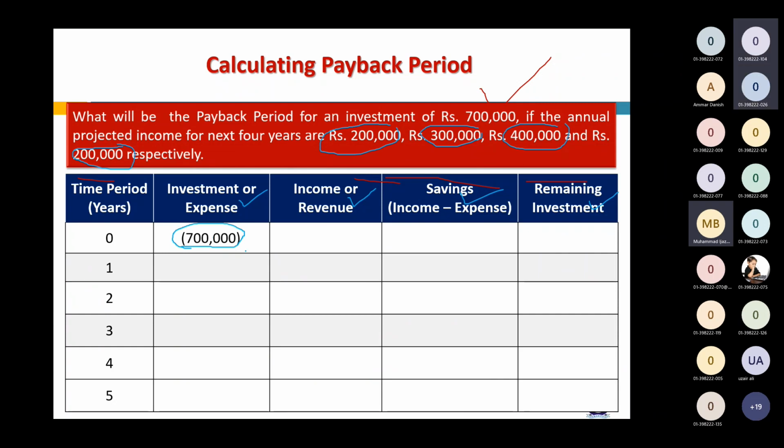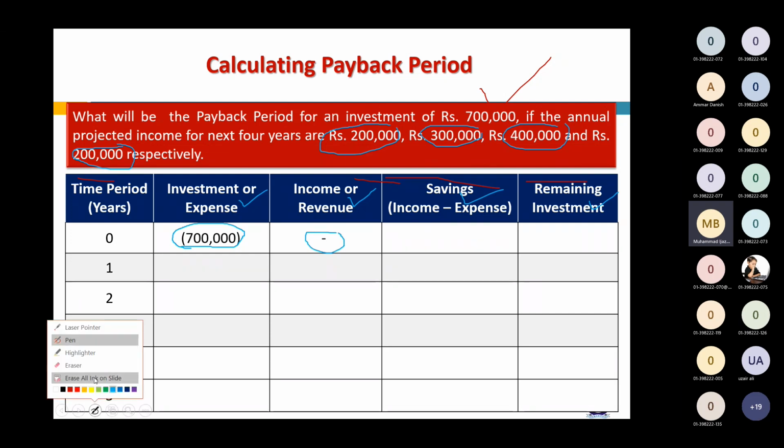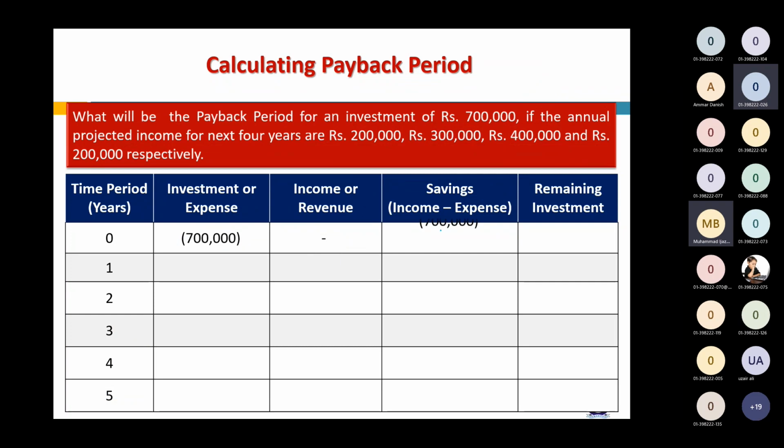Okay, so now if the 700,000 is the initial investment, obviously there would be no income on day zero. Obviously, it's my first day on which I've invested. And what would be my saving? Obviously, no saving. It is in negative. This is the amount that I have invested, and this is the amount that I still have to recover.